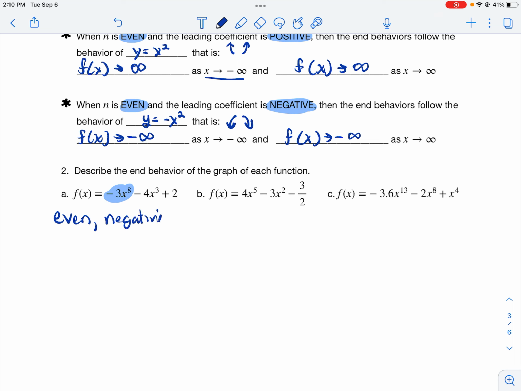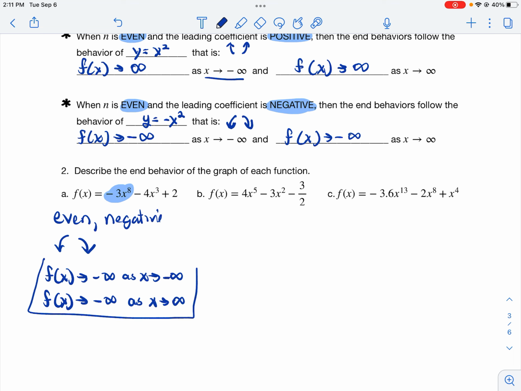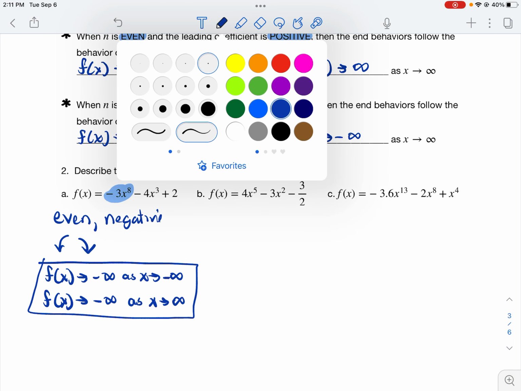So it's going to follow the shape of an even negative, so that means we're going in the same direction but going down. And so my end behavior would be f of x approaches negative infinity as x goes to negative infinity. That gives us our left. Always write your left first. My right arrow is going down as well as x goes to extremely large. So that is your answer. That would be your end behavior for this graph. And that's all the work I really need on these.